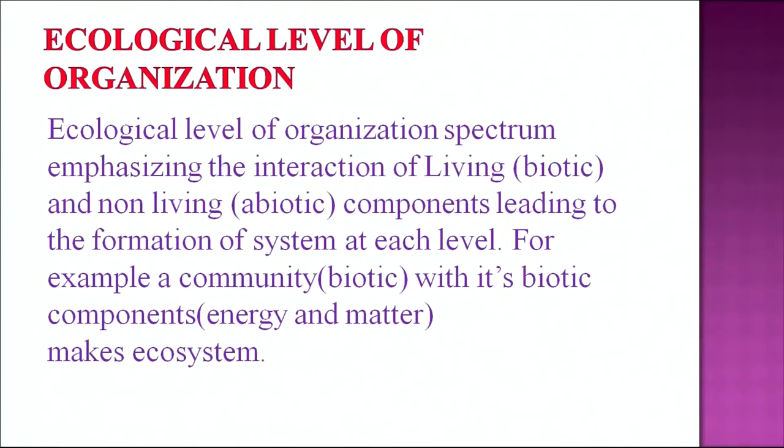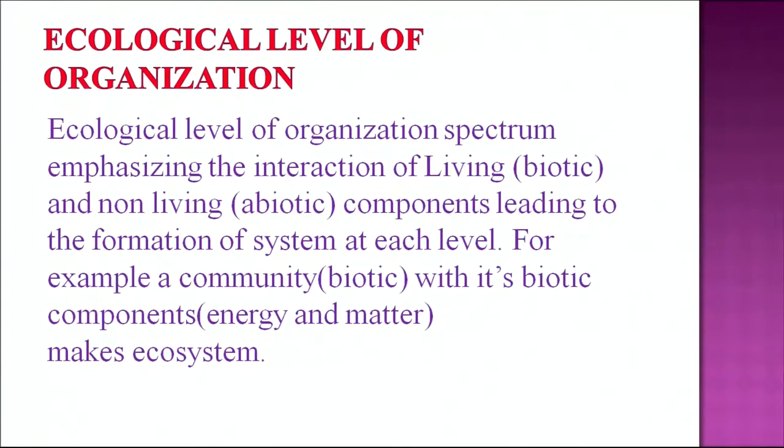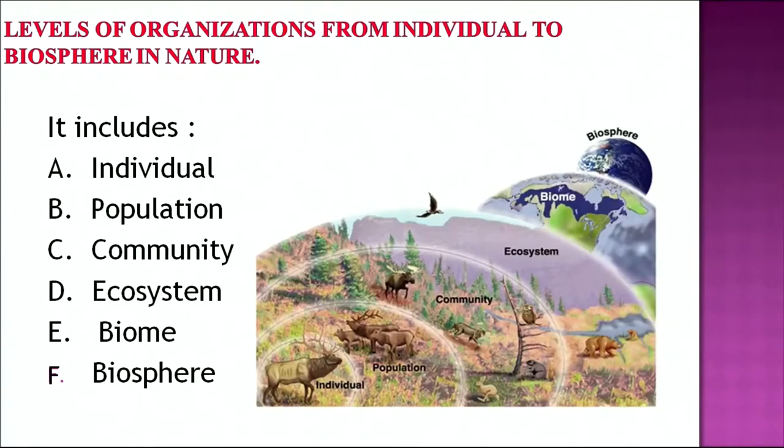The ecological level of organization spectrum emphasizes the interaction of living, that is biotic, and non-living, that is abiotic components, leading to the formation of a system at each level. For example, a community, that is biotic, with its abiotic components like energy and matter, makes an ecosystem. This slide shows levels of organization from individual to the biosphere in nature. It starts with individual, coming to population, then to community, ecosystem, biome, and finally the biosphere.